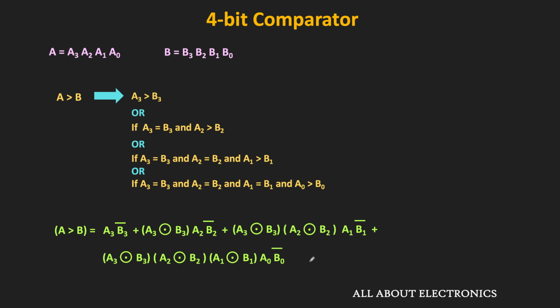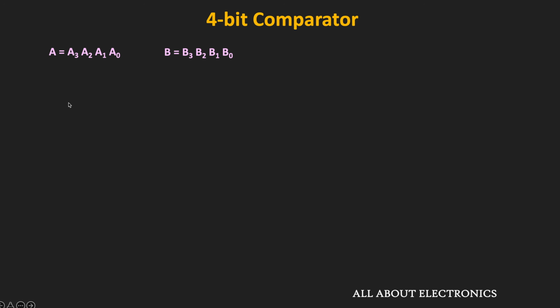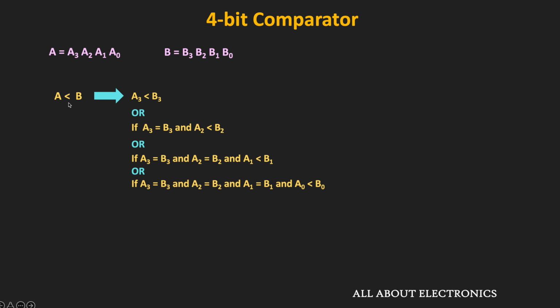Similarly, now let us see the logical expression for A less than B. To find the logical expression, once again, we will start from the MSB. Whenever A3 is less than B3, then we can directly say that the number A is less than B. Now if the MSBs of the two numbers are equal, then we should move to the next higher bit. In that case, if A2 is less than B2, then we can say that the number A is less than B.